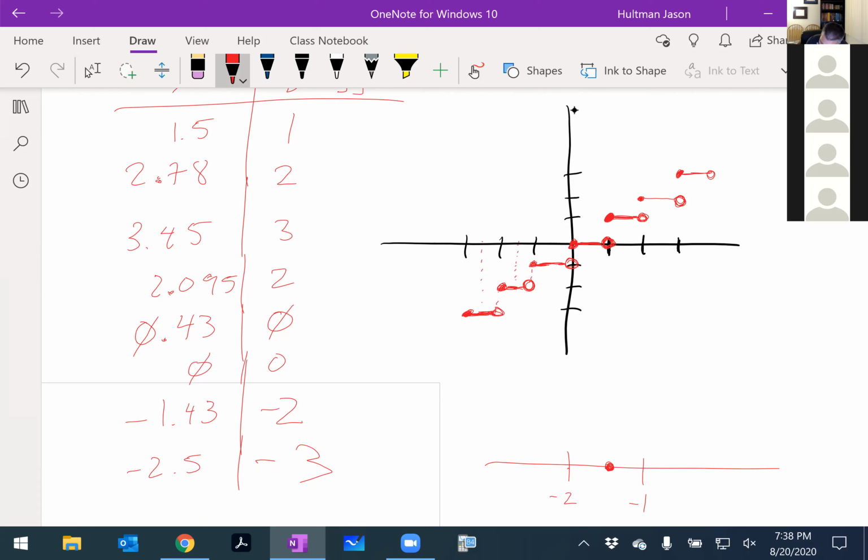We go over, we go up. We go over, we go up. And that is the greatest integer function.